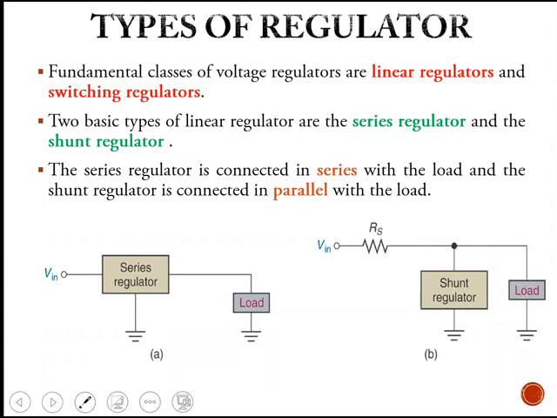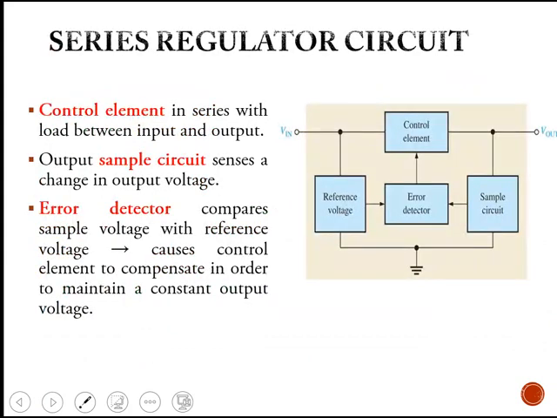The series regulator is usually used when the load variation is very large, whereas the shunt regulator is used when the load variation is small. An example for shunt regulator is especially the solar panels. For series regulator, you can have battery regulators, you can have 3-terminal regulators and so on. So now we'll consider the series regulator circuit.